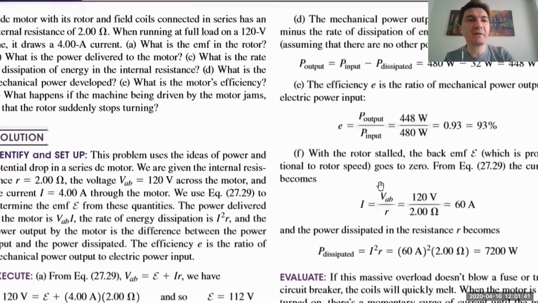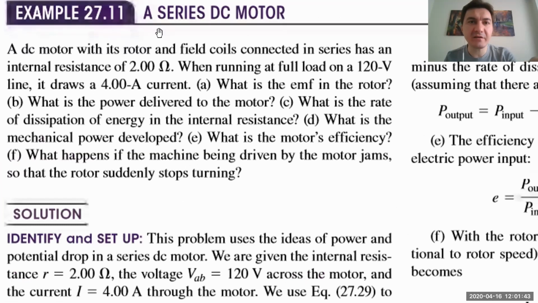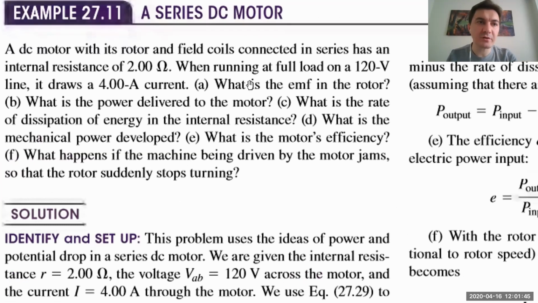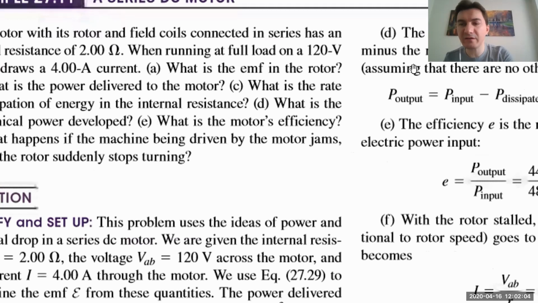Here we have an example from the book, a series DC motor. A DC motor with its rotor and field coils connected in series has an internal resistance of 2 ohm. When running at full load on a 120 volt line, it draws 4 amp current. In Turkey, you can consider 220 volt. What is the EMF in the rotor?